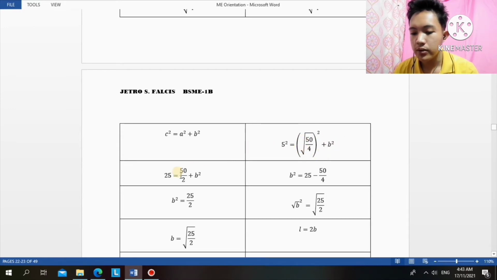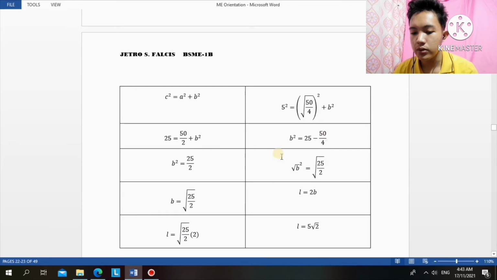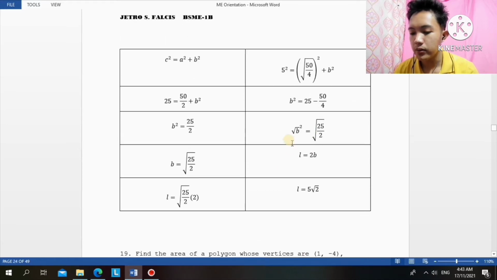So 5 raised to 2 is equal to 25. Then the square root of 50 over 4 raised to 2 is equal to 50 over 4. So our equation will be B squared is equal to 25 minus 50 over 4. So 25 minus 50 over 4 is equal to 25 over 2. So to get the B, our equation will be the square root of B squared is equal to the square root of 25 over 2.